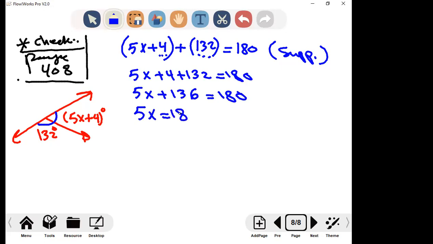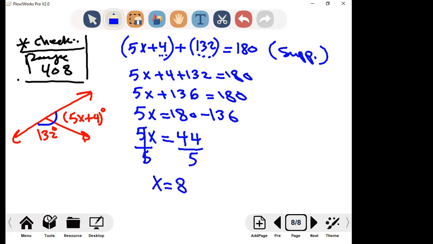Shift and divide. 5x equals 180 minus 136. So 5x equals how much? 44, right? Divide by 5 on both sides. x will be what? 44 divided by 5, with division, the answer will be 8.8.